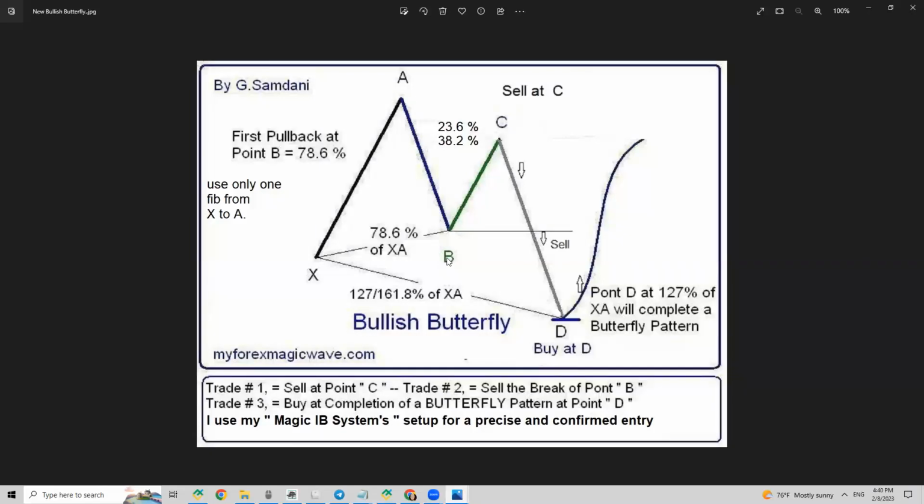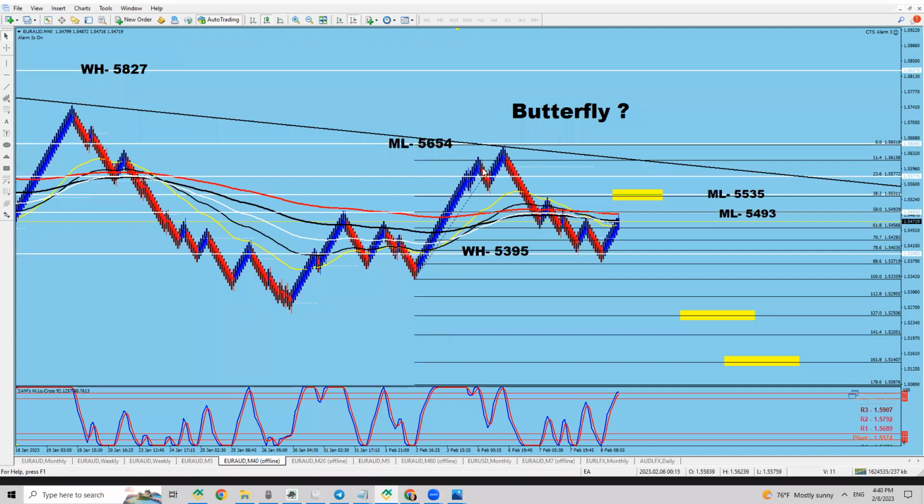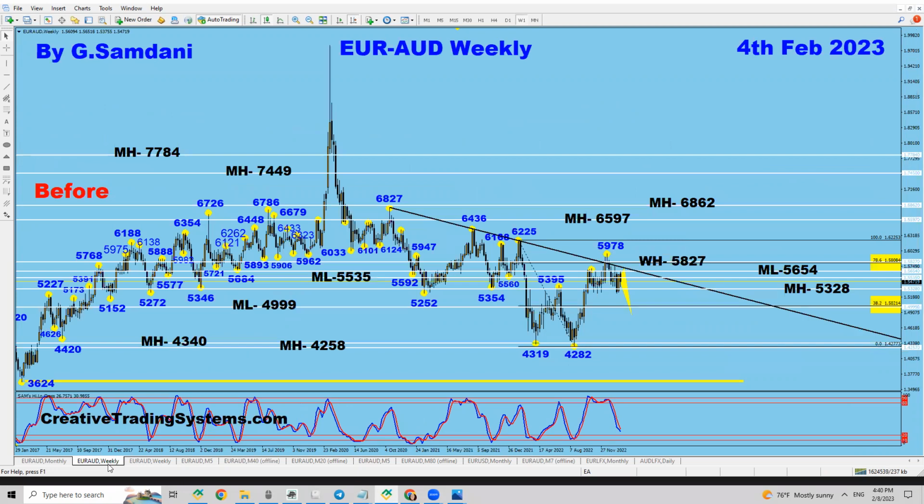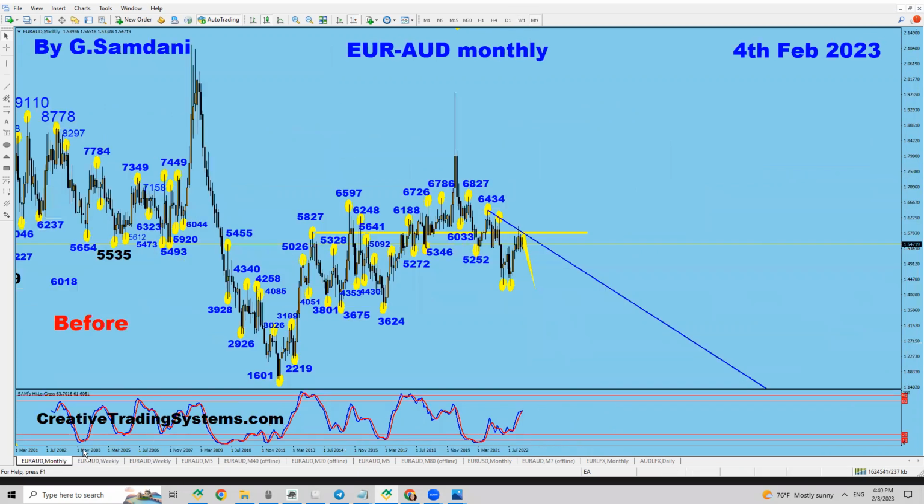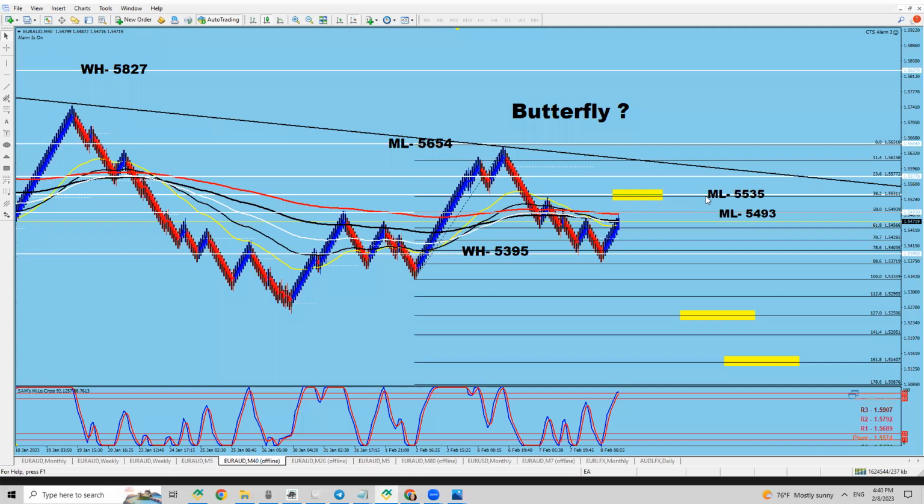Point B, 78%. Goes back to 38%. Okay. So if this is the pullback to 78% and now it's going up, then 38% is this area, which is exactly 55.35, which is exactly this monthly low 55.35, which is right here. Right. So we have that number here in our mind now.